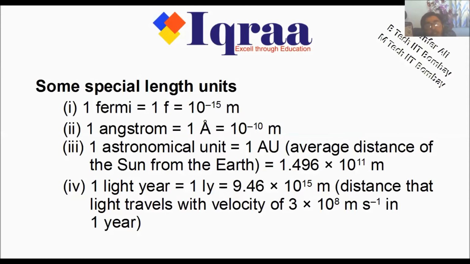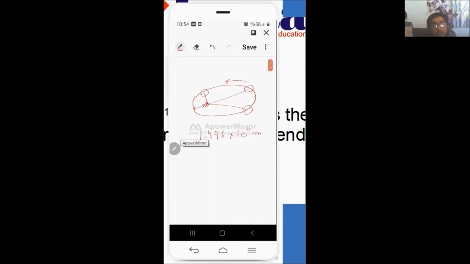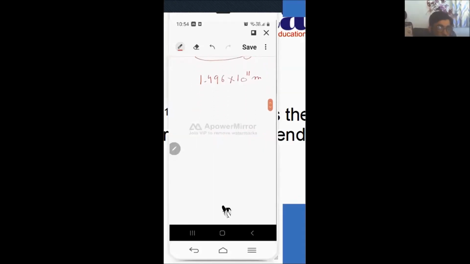Another unit for the distance measurement is parsec. Now, as I said that the universe is very large, we define different units to measure the distance. 1 parsec is another big unit. Parsec is the distance at which the average radius of the Earth's orbit subtends an angle of 1 arc second. What does this mean? We have defined the average distance of the Earth from the Sun as 1.496 into 10 to the 11 meter.